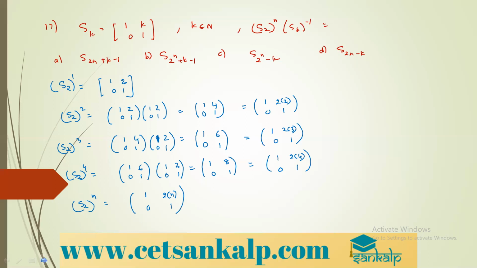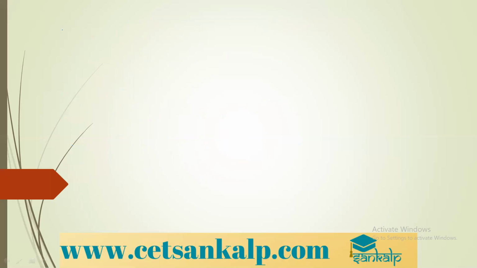And next I have to find Sk inverse. Because Sk is given to me as 1, k, 0, 1. When I find Sk inverse, I told you what to do. This one will go here and this one will come here. And then k will change the sign as minus k. 0 sign will remain the same because 0 doesn't have any sign.